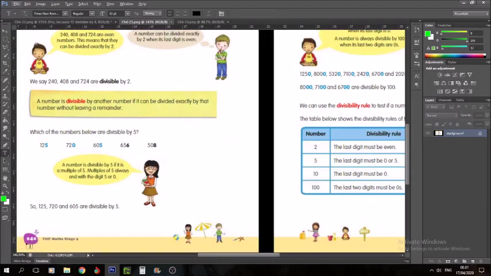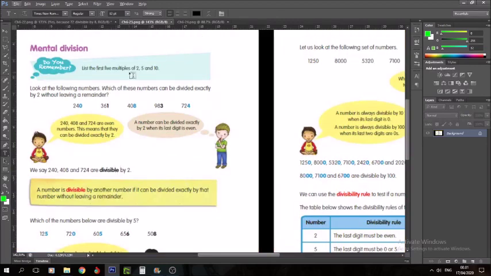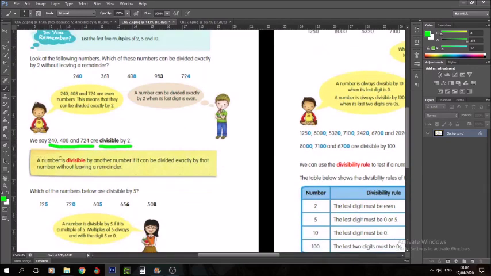Next to page 242. Mental division. Look at the following numbers. Which of these numbers can be divided exactly by 2 without leaving a remainder? A number can be divided exactly by 2 when its last digit is even. So these numbers are divisible by 2. A number is divisible by another number if it can be divided exactly by that number without leaving a remainder. So in this case, these numbers can be divided by 2 without leaving any remainder.